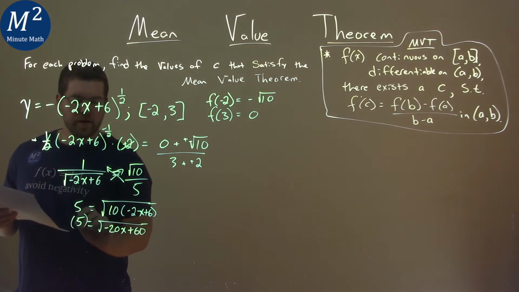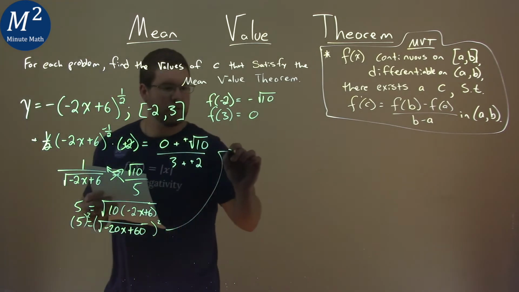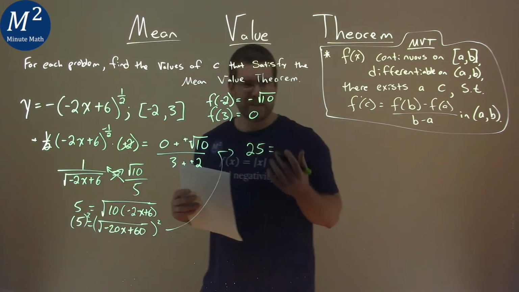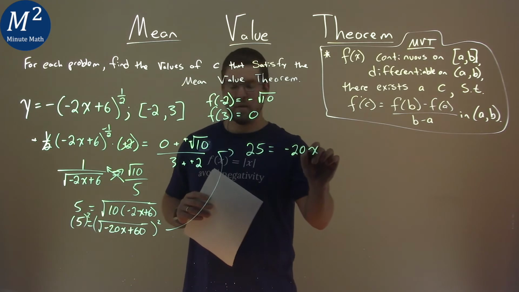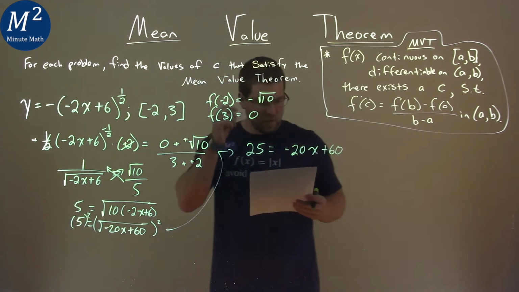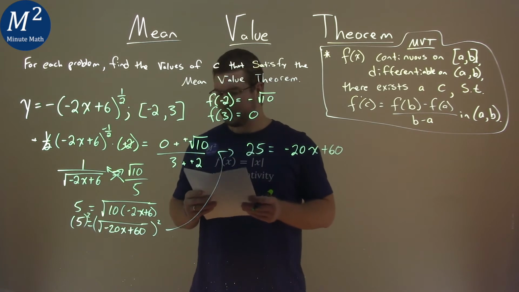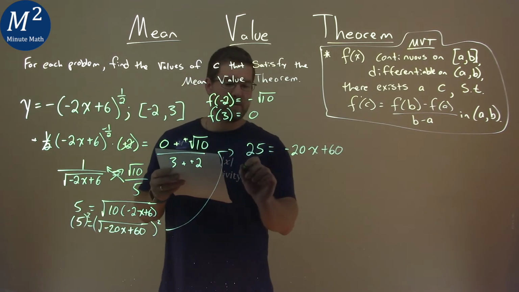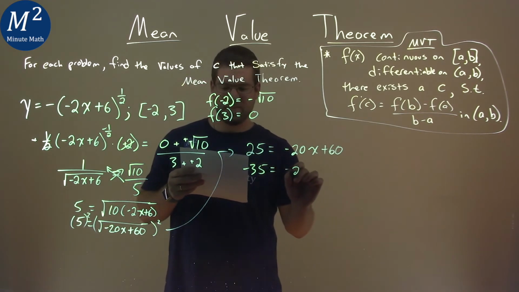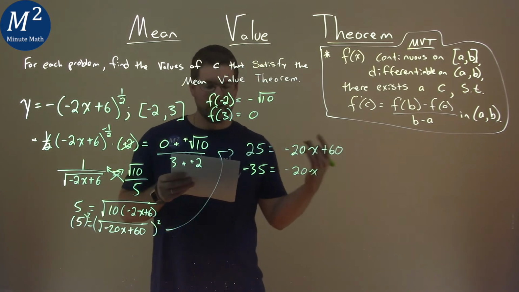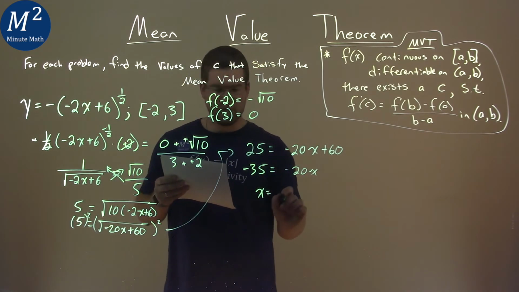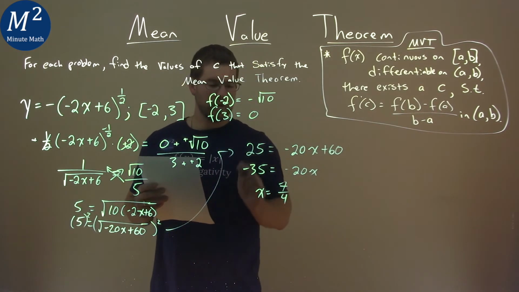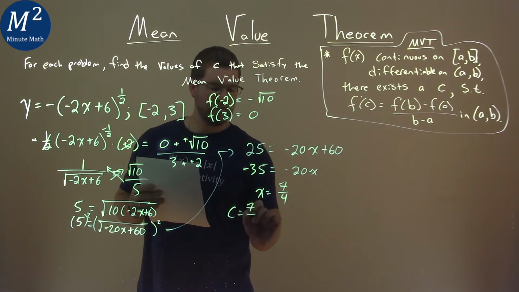If we now square both sides of the equation, what do we get? Well, 5 squared is 25. On the right-hand side, we eliminate the square root, so we have -20x plus 60. And now we're just solving for x like we normally do. I subtracted 60 from both sides, and 25 minus 60 is -35, so -35 equals -20x. Divided both sides by -20, and x is now by itself, a positive 7/4. 7/4 is within our interval, so we're good there, and our c value is equal to 7/4.